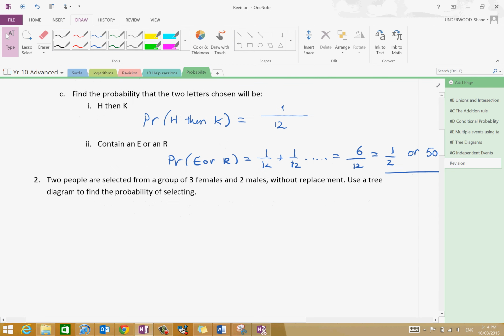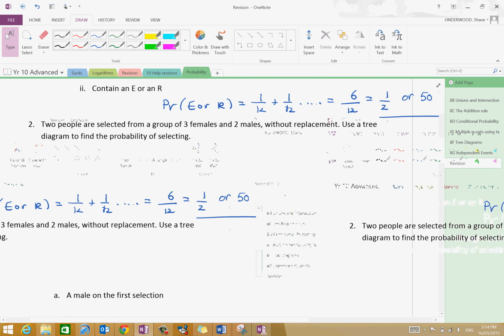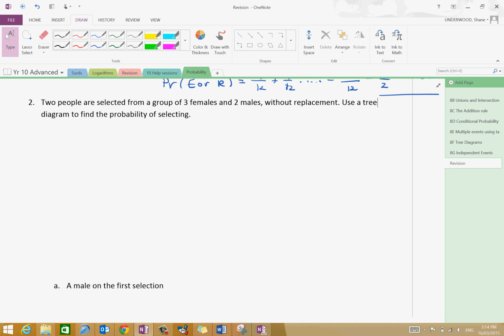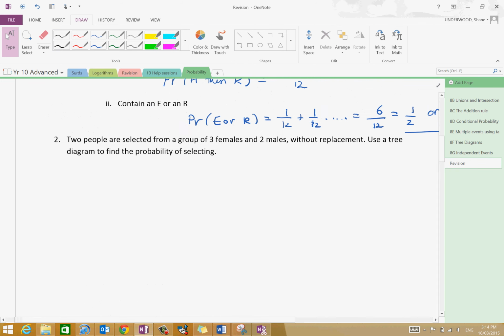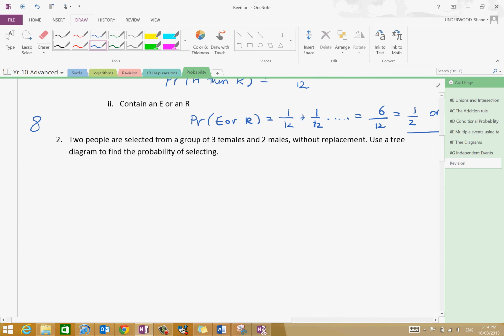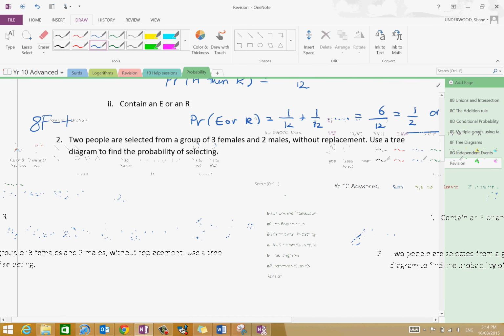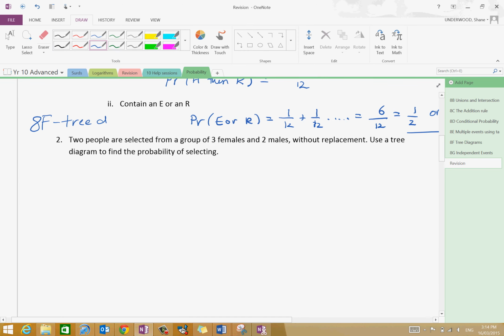Okay, so far so good. 2 people are selected from a group of 3 females and 2 males without replacement. Now, using a tree diagram, guess what? I believe 8F was using tree diagrams. And we've done these before. Have we not done these before in Year 8? Year 9, maybe? We have actually done them, and it's to list sample spaces.